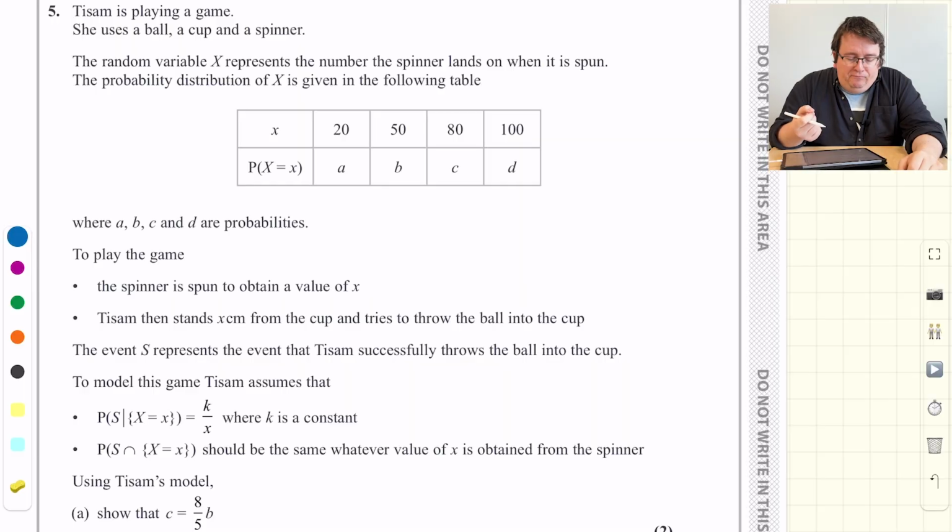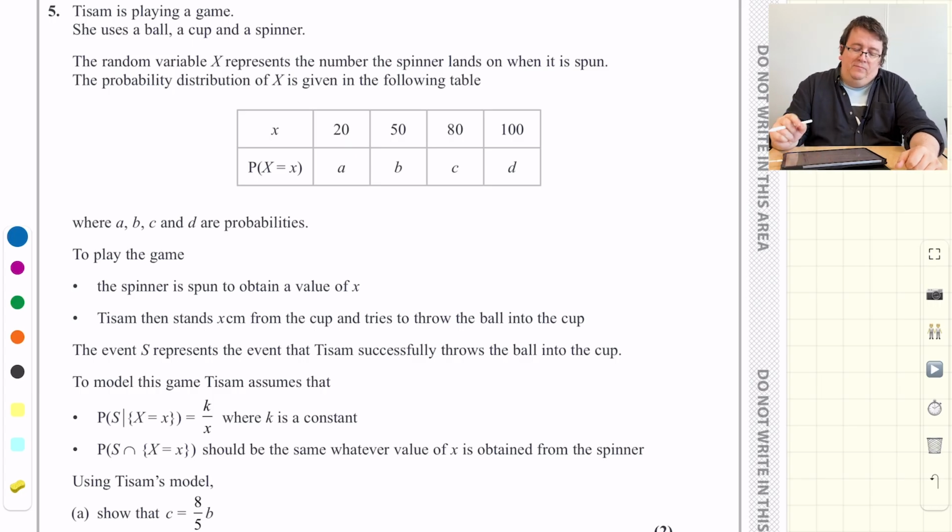Tissam is playing a game. She uses a ball, a cup, and a spinner. The random variable x represents the number the spinner lands on when it is spun. The probability distribution of x is given in the following table, where A, B, C, and D are probabilities. To play the game, the spinner is spun to obtain a value of x. Tissam then stands x centimetres from the cup and tries to throw the ball into the cup. The event S represents the event that Tissam successfully throws the ball into the cup.